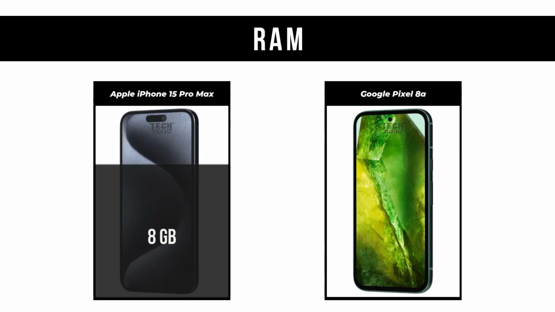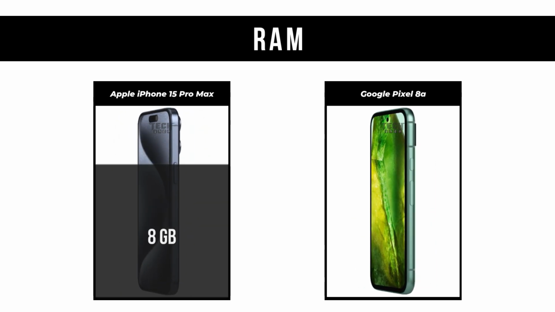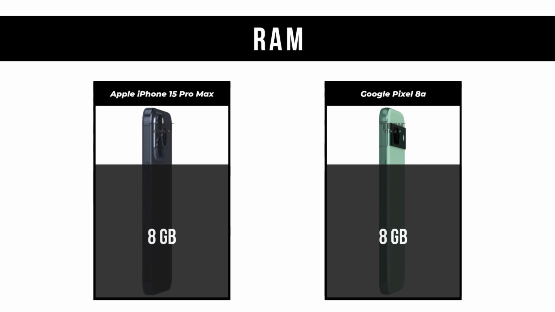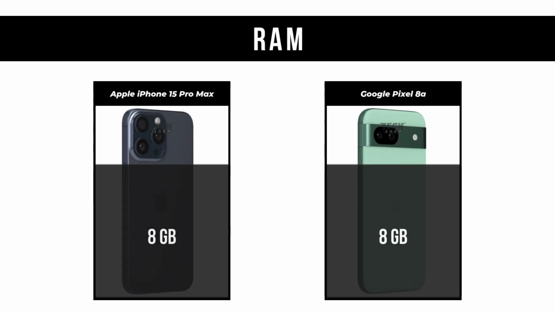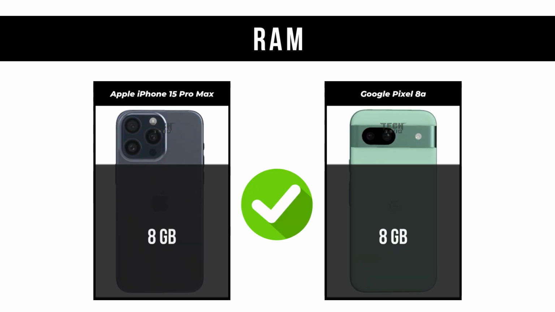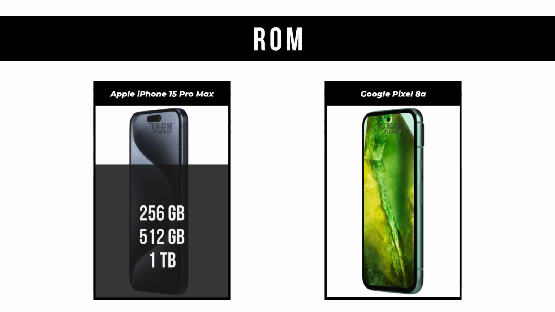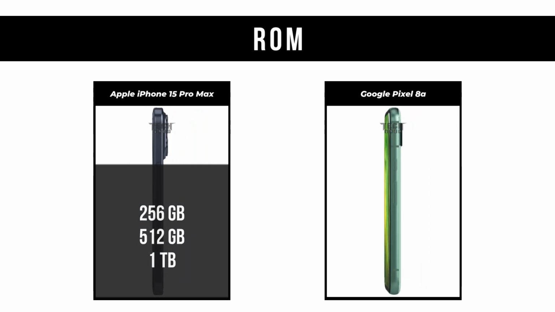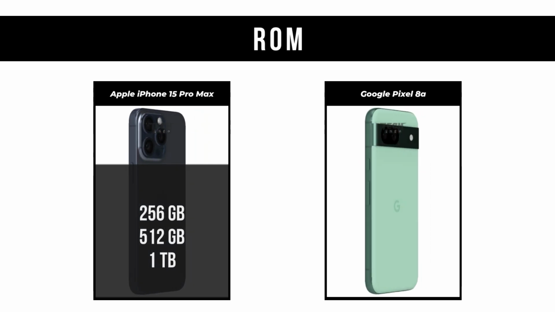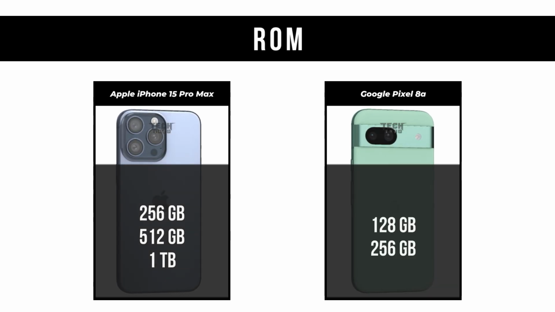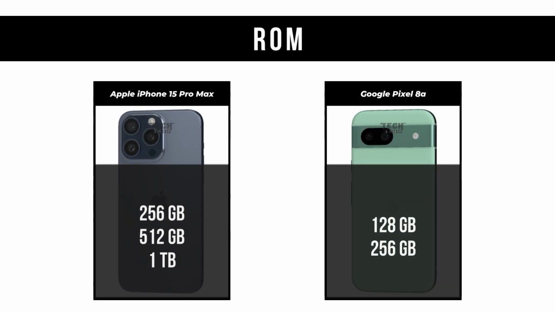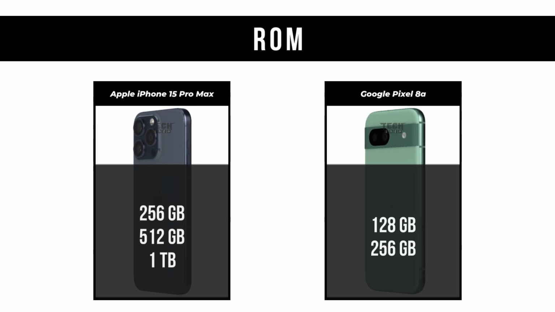RAM. Apple iPhone 15 Pro Max is 8 GB. Google Pixel 8a is 8 GB. ROM. Apple iPhone 15 Pro Max is 256 GB, 512 GB and 1 TB. Google Pixel 8a is 128 GB and 256 GB.